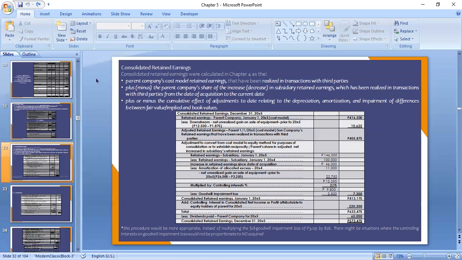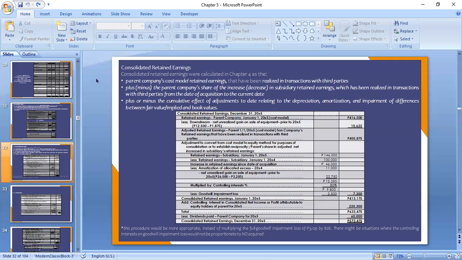That is 80%. So we now get the amount of 9,800 and deduct the goodwill impairment loss given at 2,500. So we have 7,300 as the adjustment to convert the cost model to the equity method.